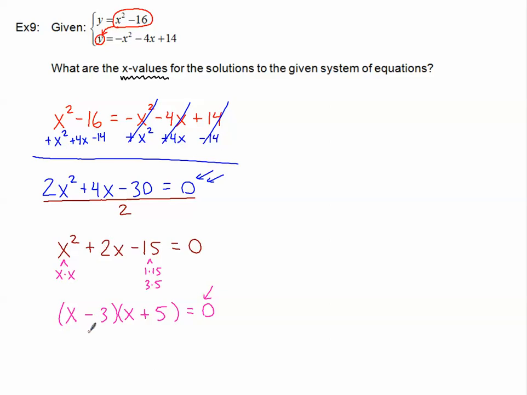And let's see, my factor of x minus 3 would correspond to an x coordinate of 3. And my factor of x plus 5 would correspond to an x coordinate of negative 5. And actually, we're finished. Remember, we're just looking for the x values of the solutions, so we found them. We do not need to plug those back in to find the y values. It just said to find the x values. So we're finished.